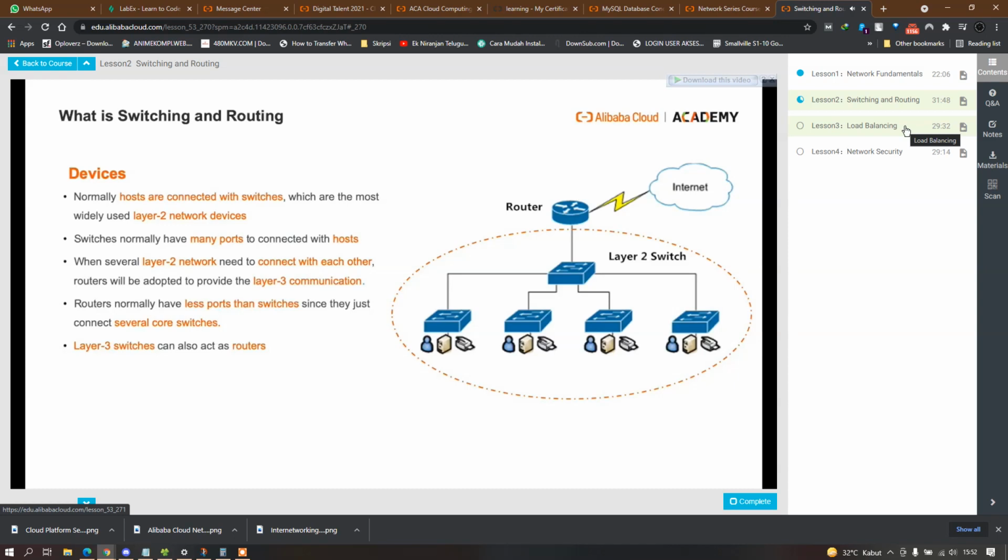And the last point is about some special devices that I have mentioned previously, the layer 3 switches. This kind of switch can provide layer 2 communication within one broadcast domain, but it can also provide layer 3 features like routing. It can make all the layer 2 networks on the switch communicate with each other. This is what a pure layer 2 switch cannot do.